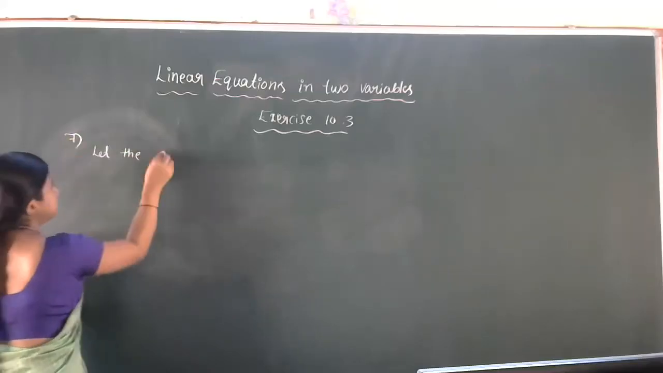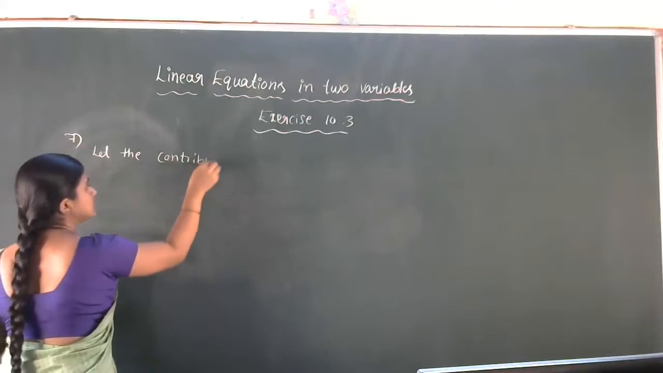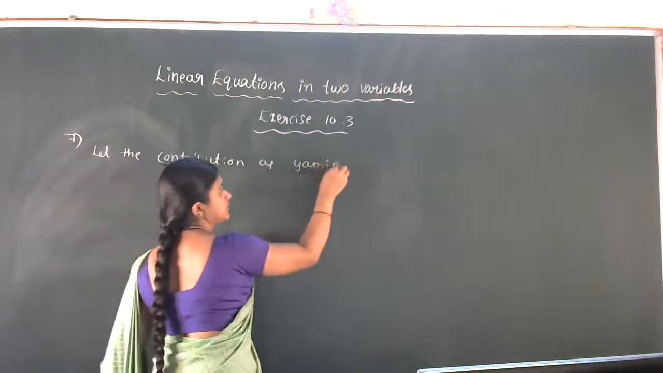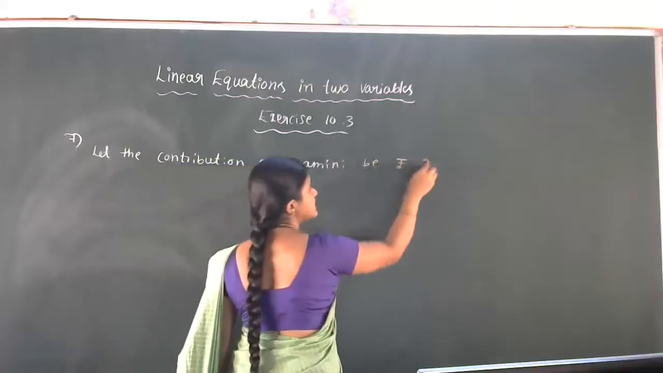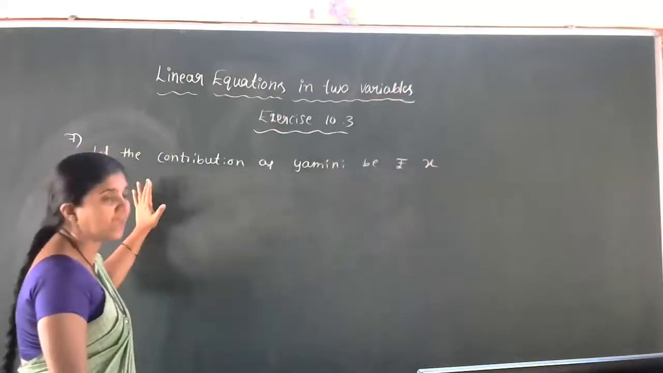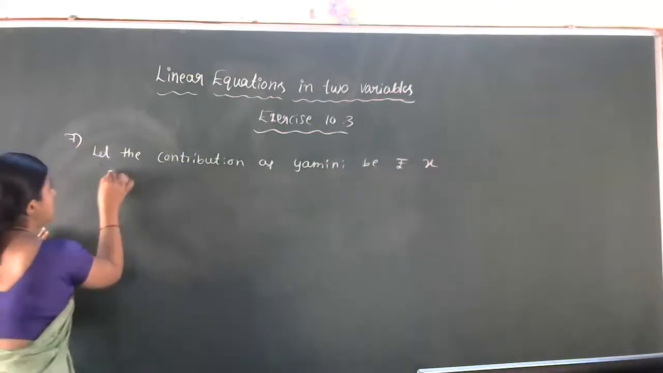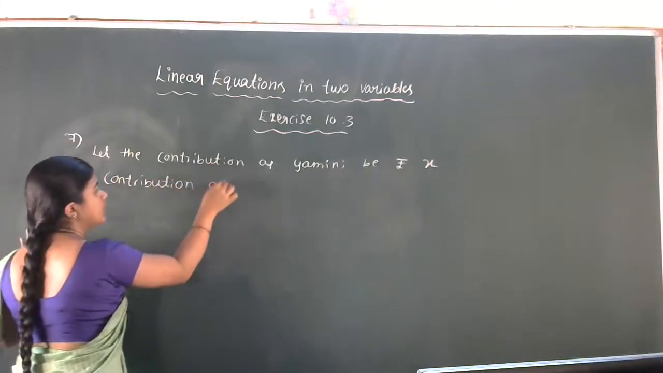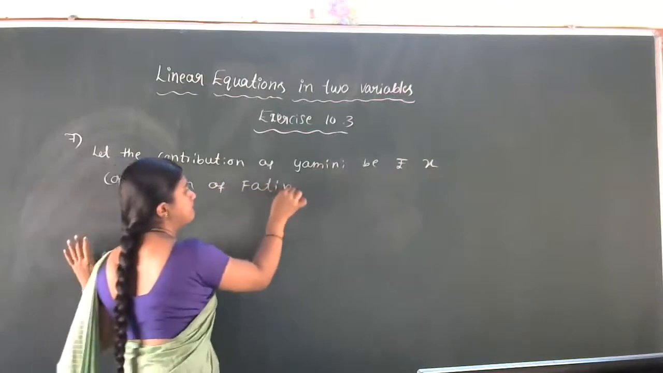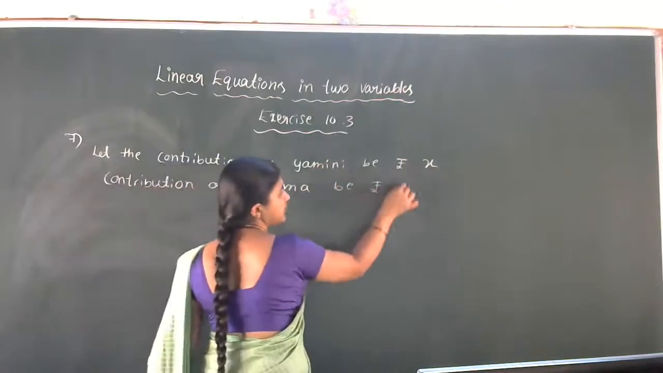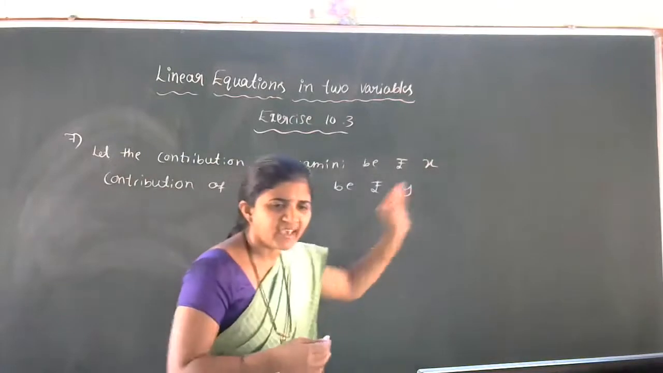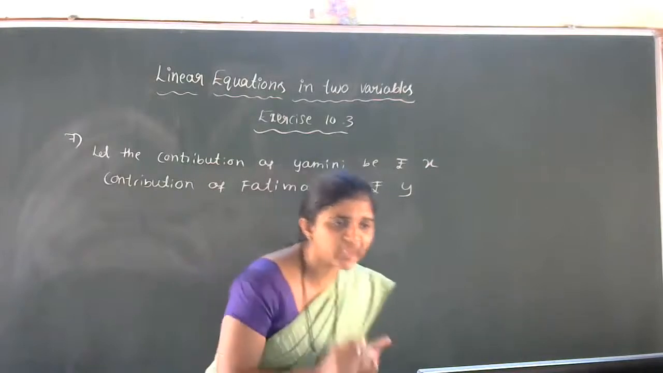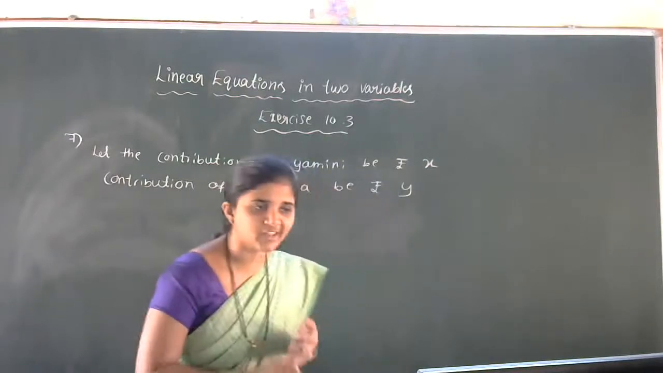Seventh problem. Let the contribution of Yamini be rupees X. Next, let the contribution of Fatima be rupees Y. We don't know how much each has given. X is Yamini's amount, Y is Fatima's amount, but together they contributed 100. Together in the sense plus, no?